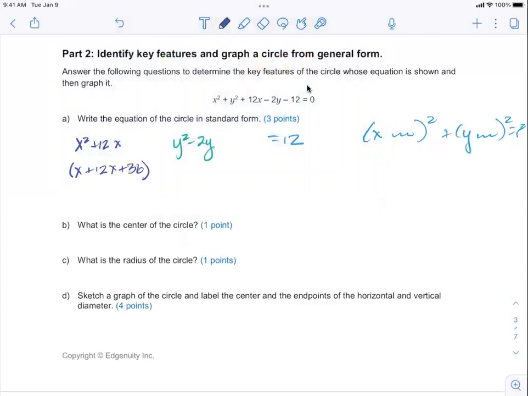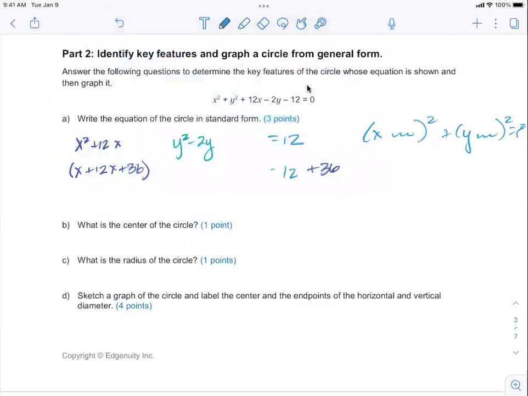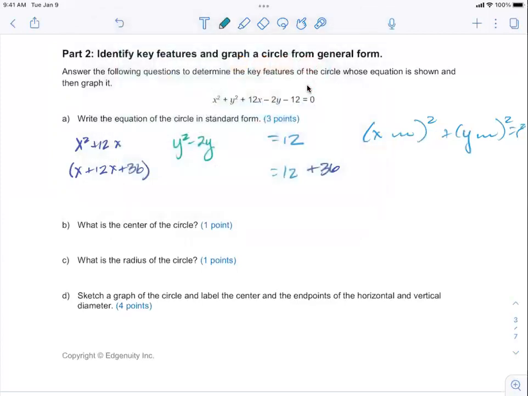But I can't just add 36 to one side of the equation. You also have to add it to the other. And that 12 is just sitting there. All right, for green, we have y squared minus 2y. So half of the middle term is -1. Squared, which is a positive 1, I add 1 on the left. Should do that here. And then I also add 1 on the right.